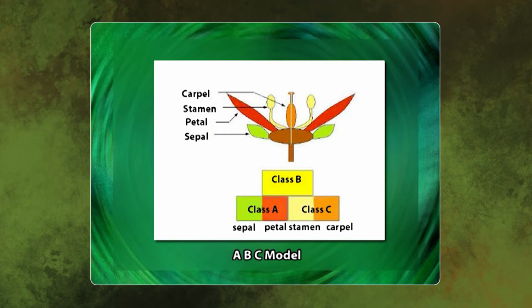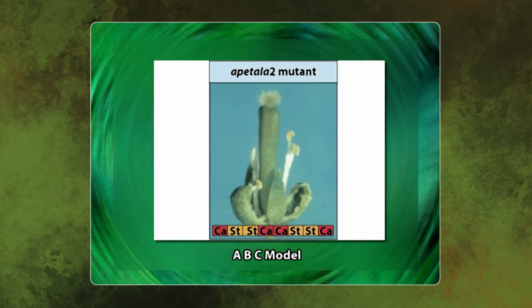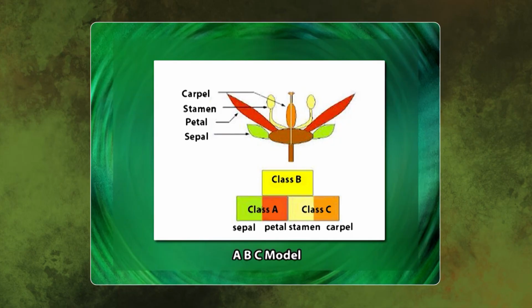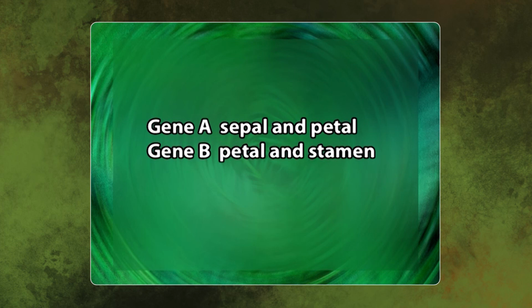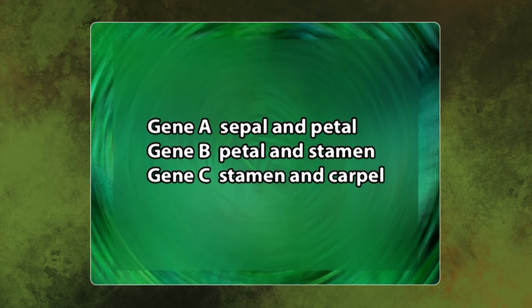A model properly known as the ABC model of floral organ identity was proposed by Meyerowitz and Coen. It attempts to explain the interactions of the different genes that control the process of floral organ identity. The genes are categorized on the basis of their involvement in one of the three activities A, B and C. Gene A controls sepal and petal development, gene B is involved in petal and stamen development, and gene C is involved with the development of stamens and carpels.